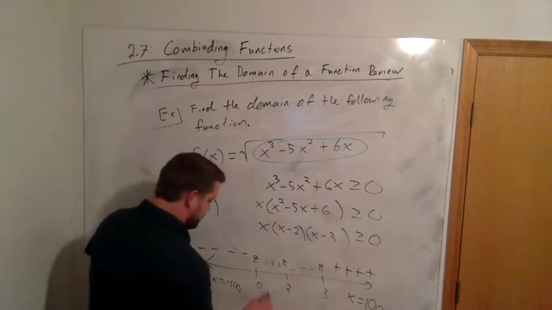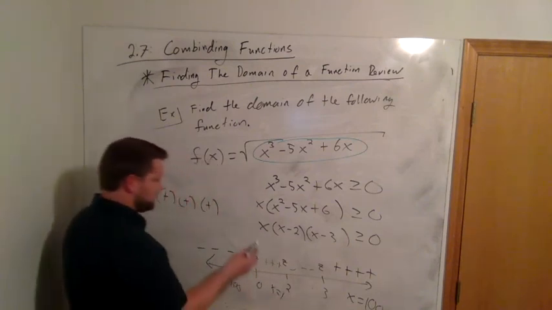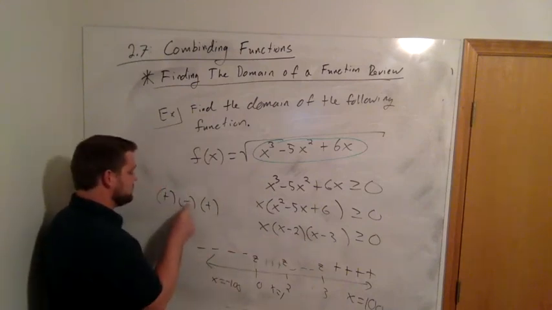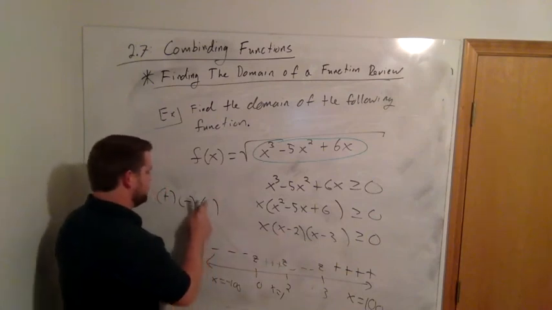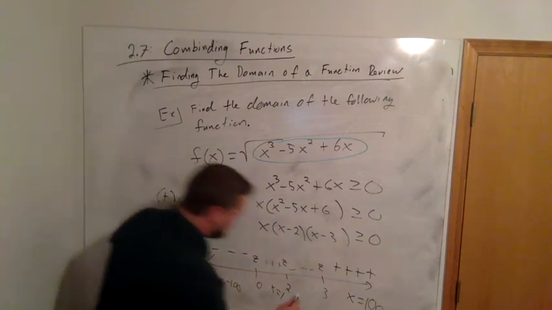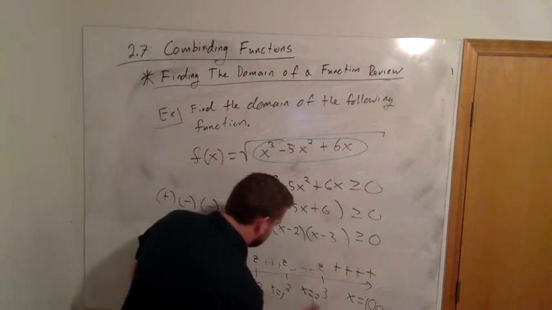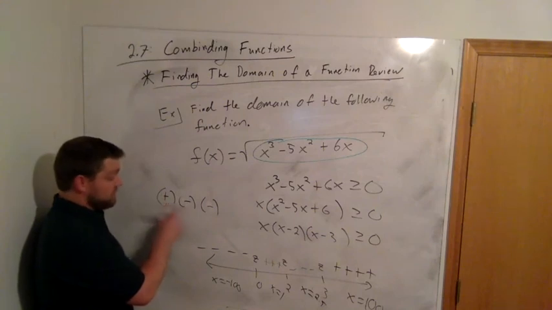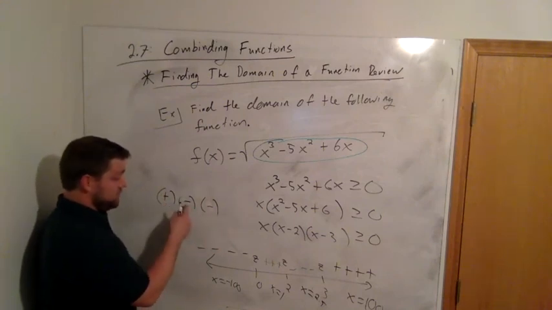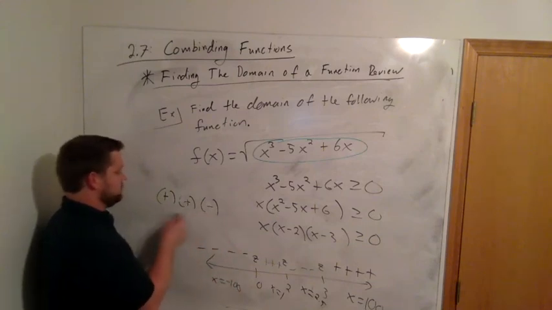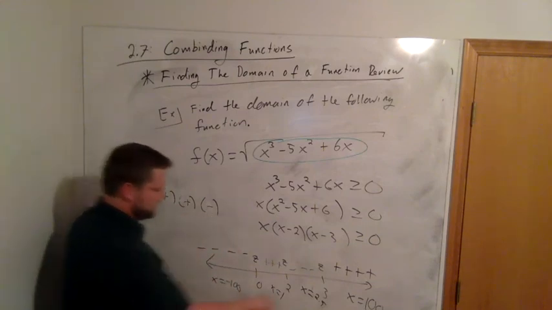A number between 0 and 1. How about x equals 1? 1 is positive. 1 minus 2 is negative. 1 minus 3 is also negative. So 2 negatives make a positive. Positive and positive is a positive. Same thing over here. If you do 2.5, a number between 2 and 3, 2.5 is positive. 2.5 minus 2 is positive. And 2.5 minus 3 is negative. So 2 positives and a negative, well, that makes a negative.